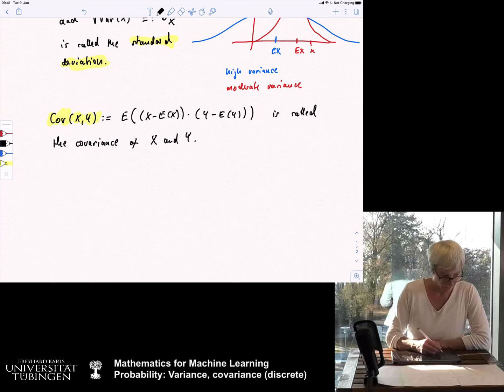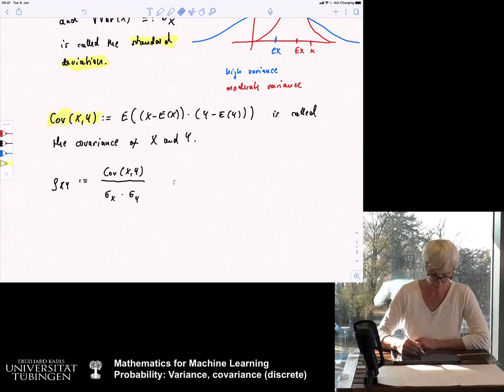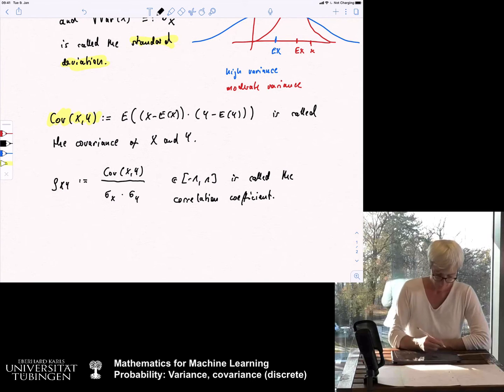I want to write this down first. So rho xy is the covariance of xy divided by the standard deviation of x times the standard deviation of y. First of all, it's a number in -1, 1. And this is called the correlation coefficient.